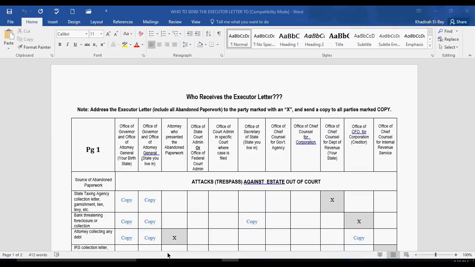Now, who receives the executor letter? Well, you have the office of governor and the office of the attorney general of your birth state. You have the office of governor and office of attorney general of the state you live in. You have the attorney who represents the abandoned paperwork. You have the office of state court administrator or office of federal court administrator. You have the office of court administration in the specific court where the case is filed. You have the office of Secretary of State, the state you live in. You have the office of Chief Counsel for the governmental agency, the office of Chief Counsel for the corporation, and the office of Chief Counsel for the Department of Revenue, your state. You have the office of CFO, the corporation creditor. You have the office of Chief Counsel for the Internal Revenue Service, right?